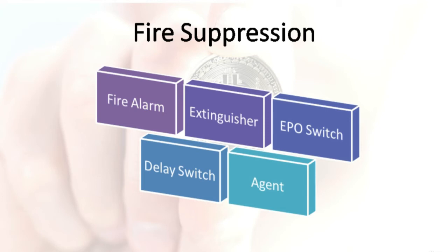Then there is the delay switch, which is a switch used to delay or cancel the suppressant dump in the case of a false alarm, or when the personnel need more time to get out of the facility before the fire suppression system dumps the suppression agent.